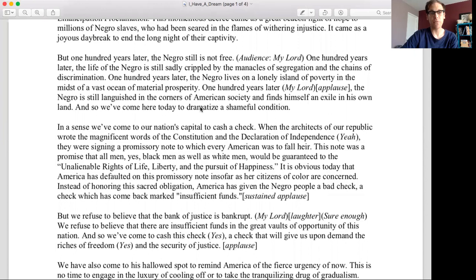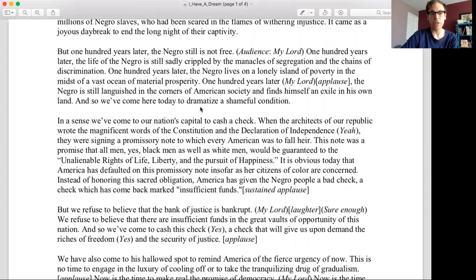This last paragraph reads, "But 100 years later, the Negro still is not free. 100 years later, the life of the Negro is still sadly crippled by the manacles of segregation and the chains of discrimination. 100 years later, the Negro lives on a lonely island of poverty in the midst of a vast ocean of material prosperity.